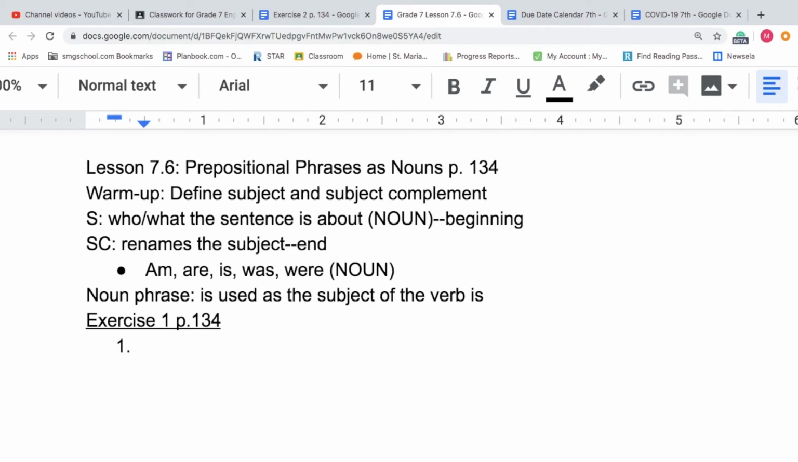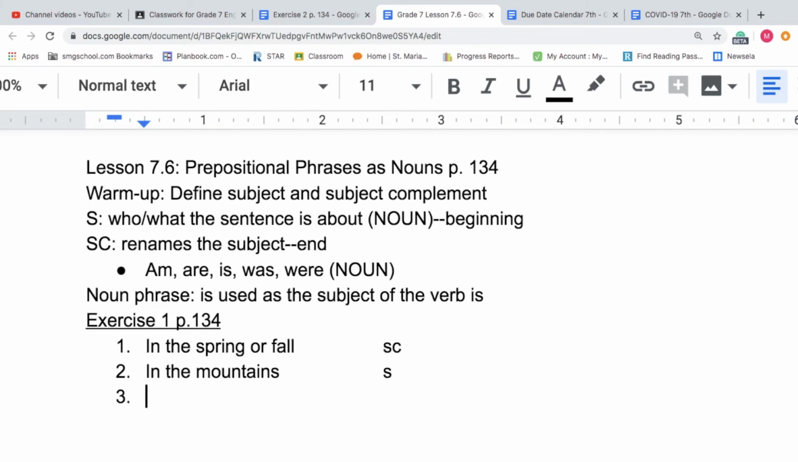All right, so I'm going to look for that magic word is. A good time to visit Appalachia is in the spring or fall. In the spring or fall is the prepositional phrase. It comes after is. And since it comes after is, that's a subject complement. Number 2, in the mountains is where I love to be. In the mountains comes before is. It's at the beginning of the sentence, so it's a subject.